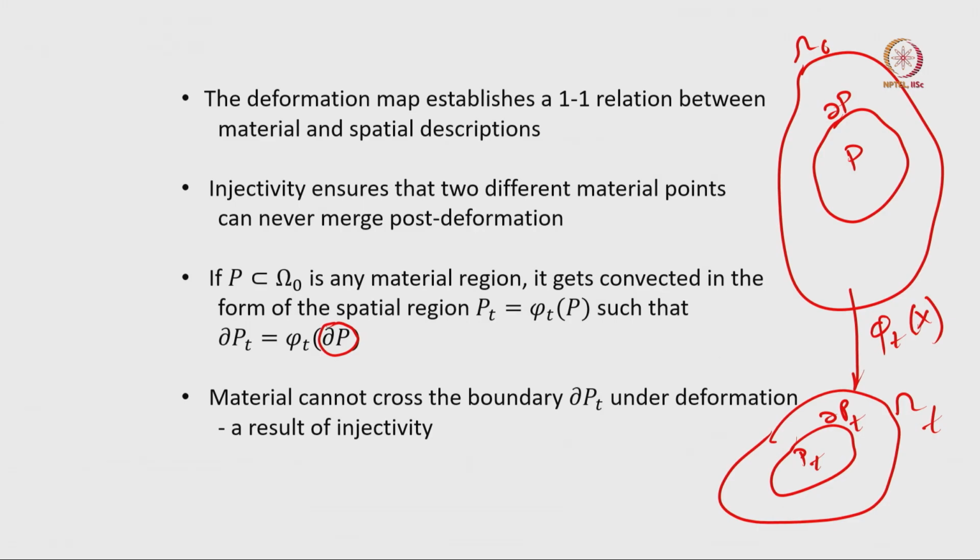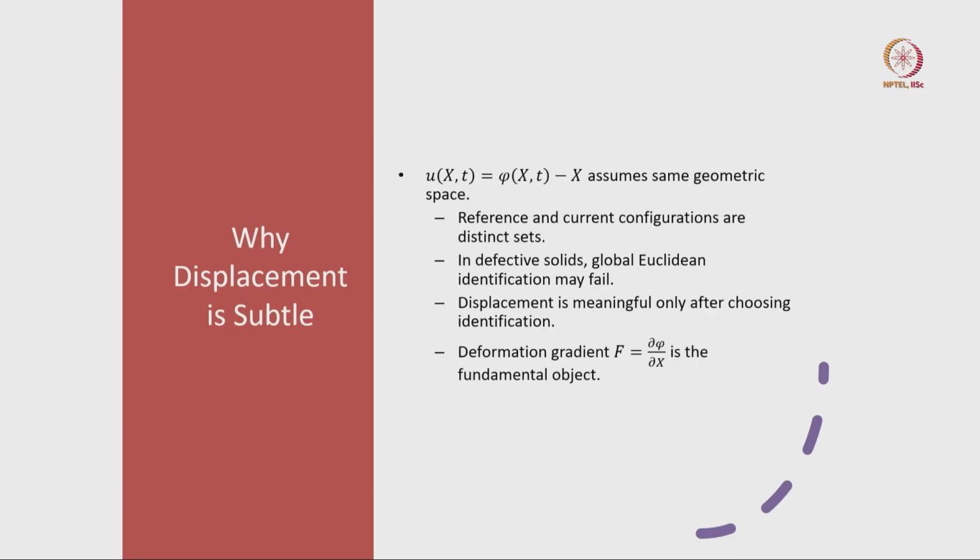So the important thing here is that no material can cross this del P_t. If it were to cross this del P_t under the mapping phi, then the injectivity, this 1-to-1 correspondence, would be lost. Think about it, you see. So therefore the material cannot cross from here to here under the mapping phi, all right. This is not allowed.